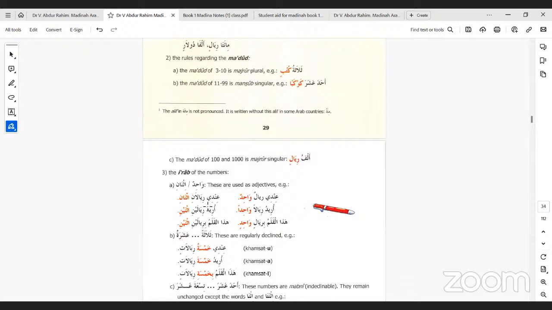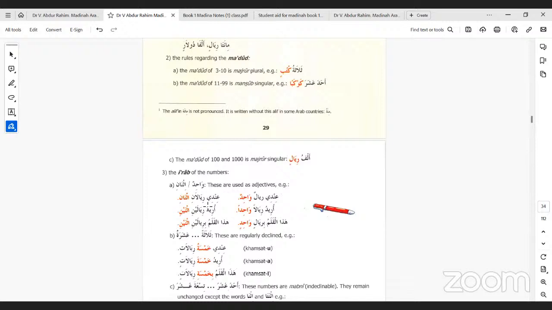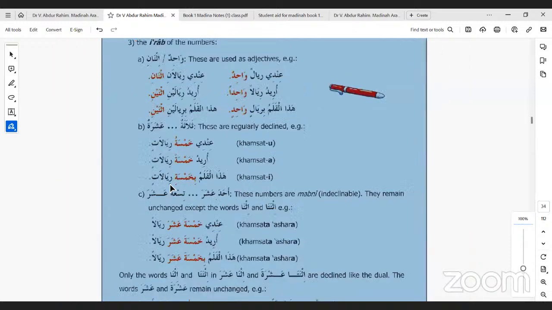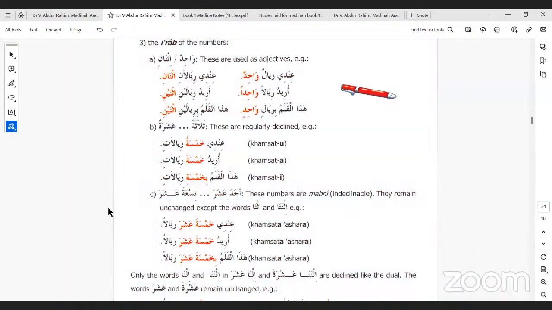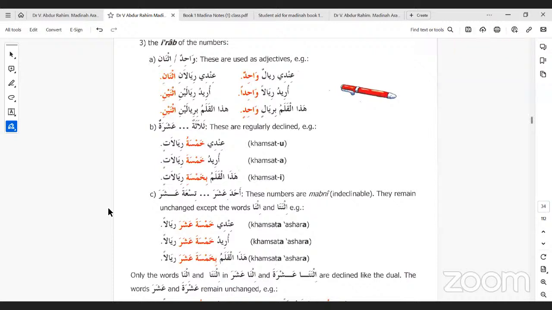Uridu riyalan wahidan and uridu riyalaini isnaini. Excellent. Hazal qalamu bi riyalin wahidin, hazal qalamu bi riyalaini isnaini. For 11 and 12, go ahead. Number B is salasatun asharatun. These are regularly declined. For example, indi khamsatu riyalati.